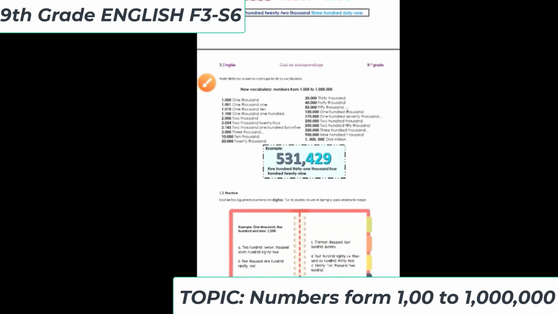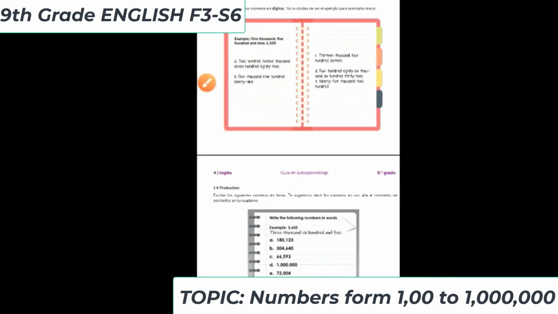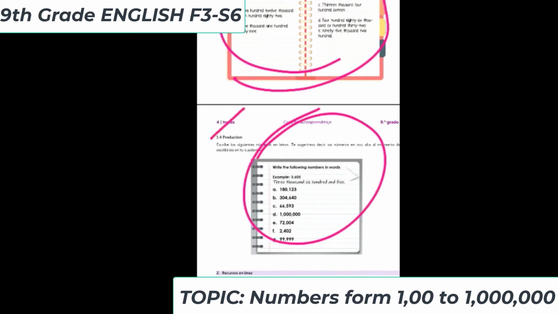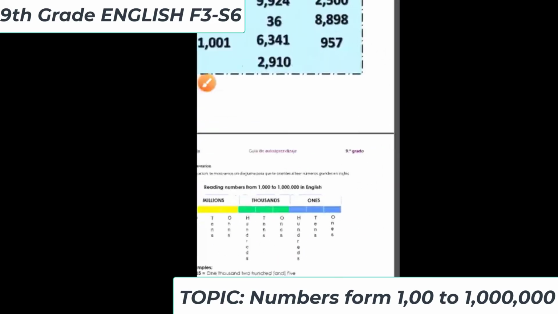Here we have another practice. You have to practice pronunciation and vocabulary here. And finally, we have a production here and here. In this case, you're going to have to write. Aquí vas a tener que escribir, okay? You're going to have to write the numbers in digits, los números en dígitos, and the numbers in letters, en letras, okay? But let's go first with the activation.